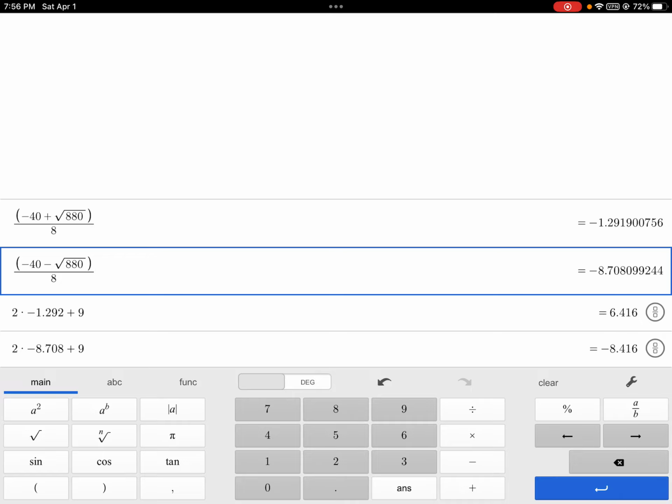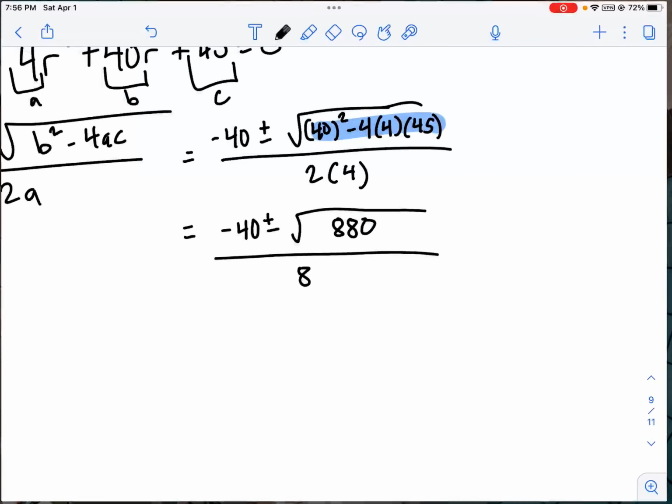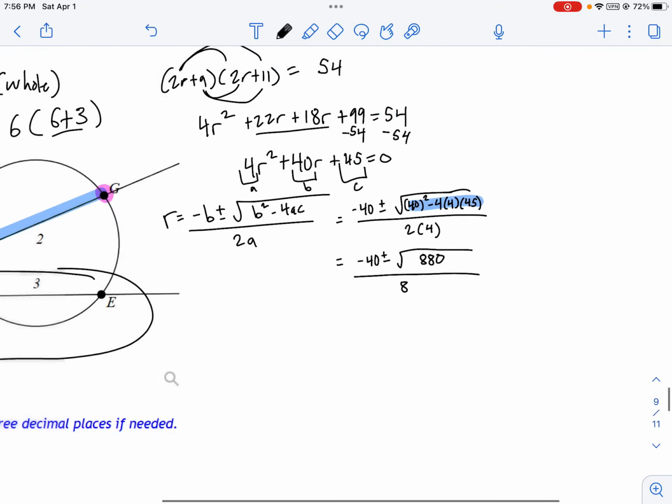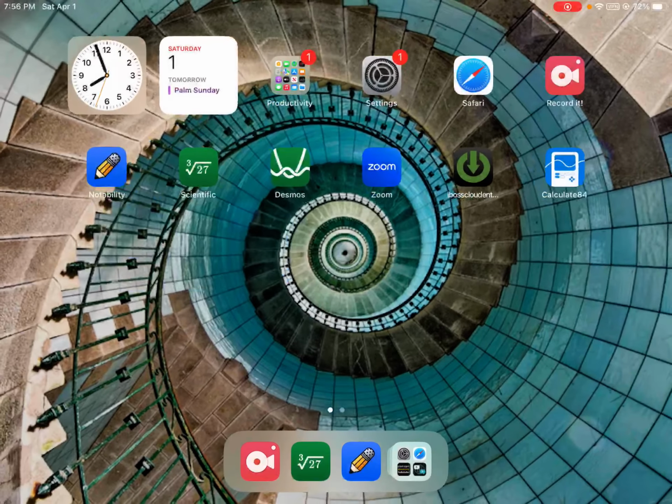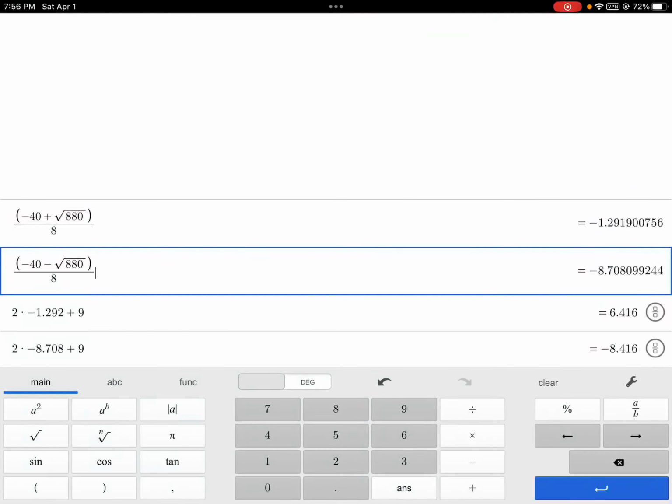Now, those are both negative numbers, but they're not both an issue. Because remember, you're solving for r. Where is r? The segment from A to Y. That is a length, and lengths need to be positive. So if you can plug in your answers, those two negative decimals, and get a positive number back, they're fine. They're good solutions to use. But if they're negative, that's an issue.